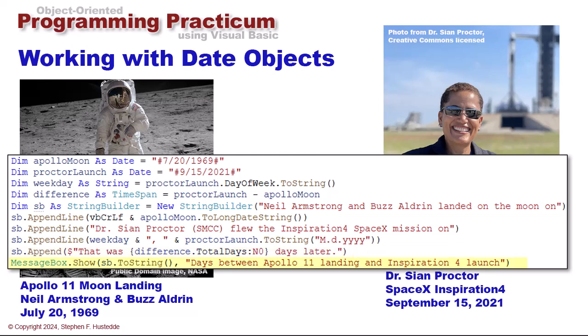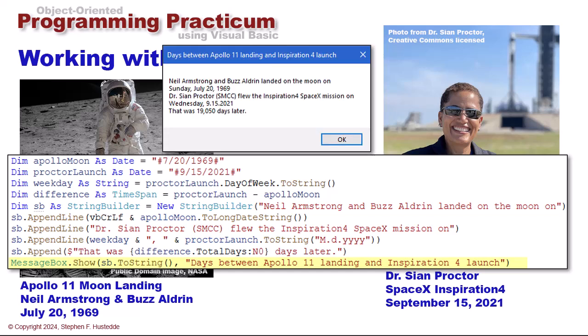And then I show that as a message box using that prompt and the title of Days Between Apollo 11 Landing and Inspiration 4 Launch. And there is the message box. So we can see how it displays the dates: Sunday, July 20th, 1969, Wednesday, 9/15/2021. And it was 19,050 days later.